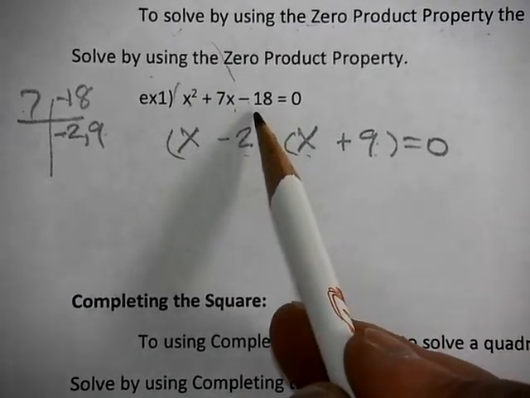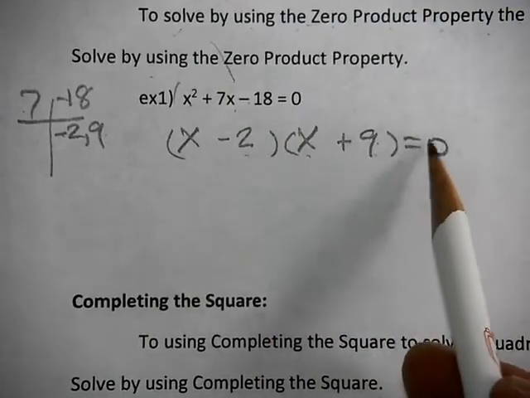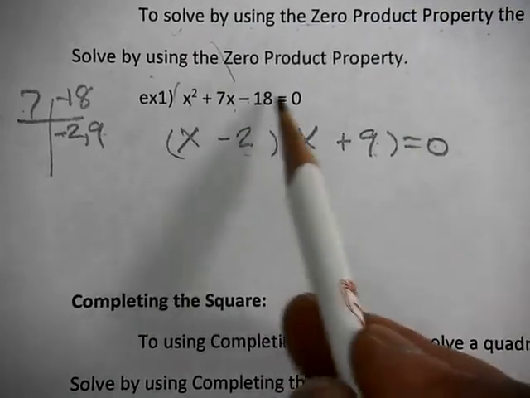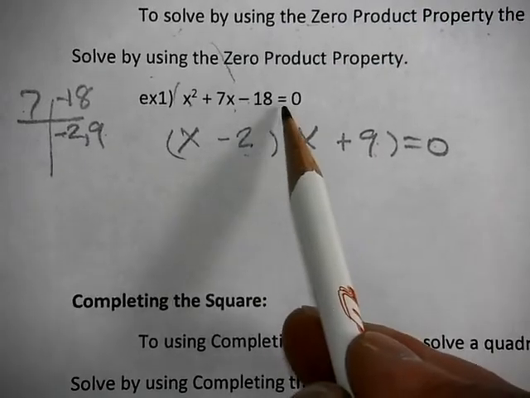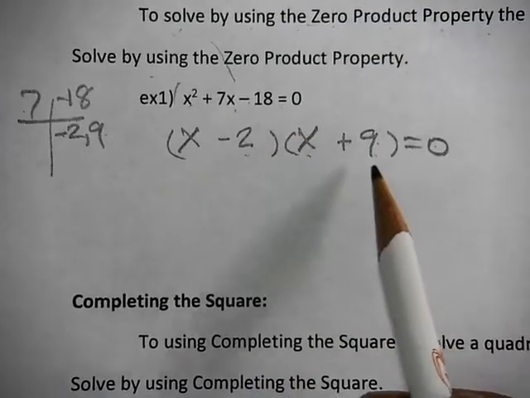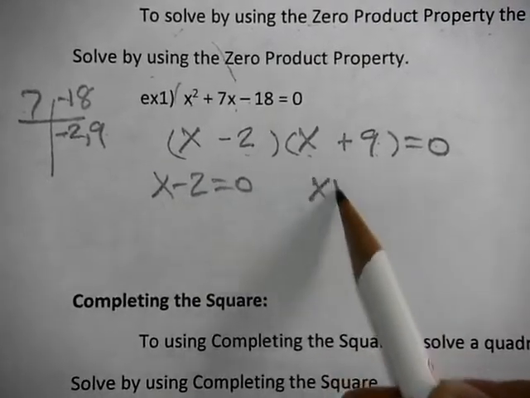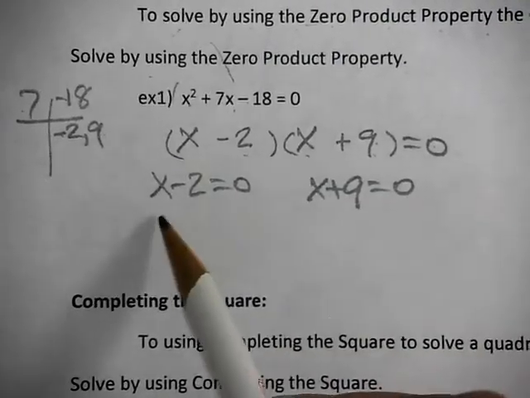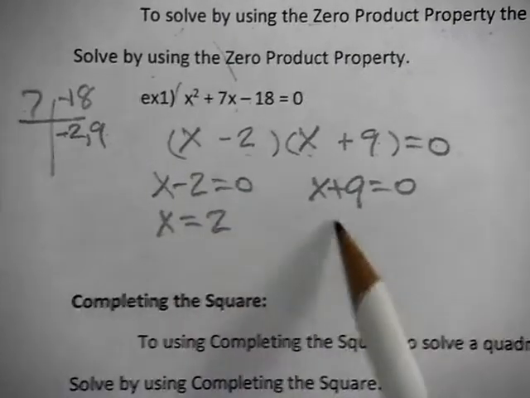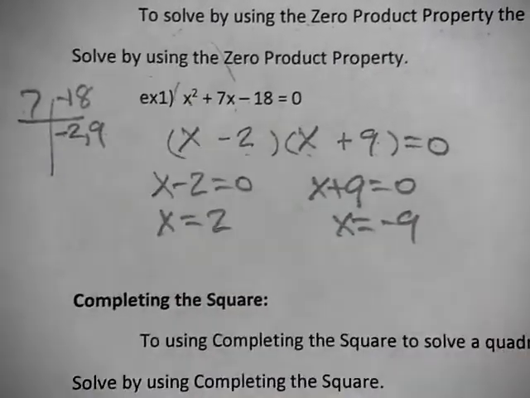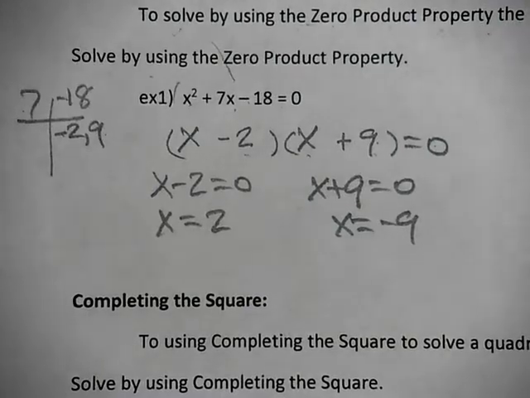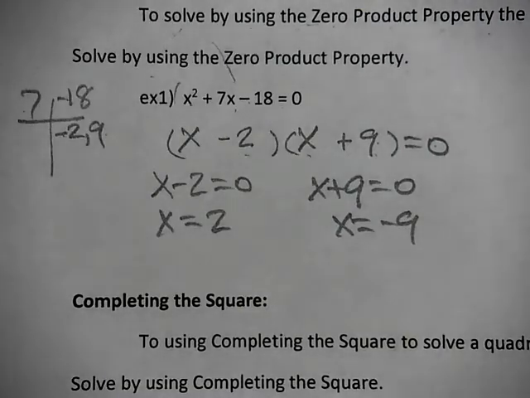So now if we were to test this, FOIL would produce our trinomial from above. Since it equals 0, notice we're not making the equals out of nothing. The equals is part of the problem. So we're going to set this equal to 0 and add across your 2 and subtract across your 9. We solved this quadratic because we could factor it. If it's factorable, that's typically the fastest way to solve.